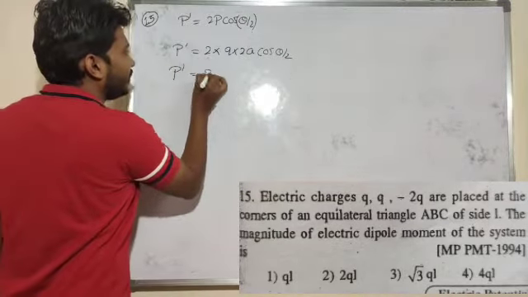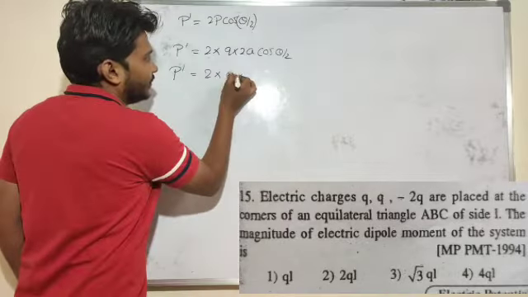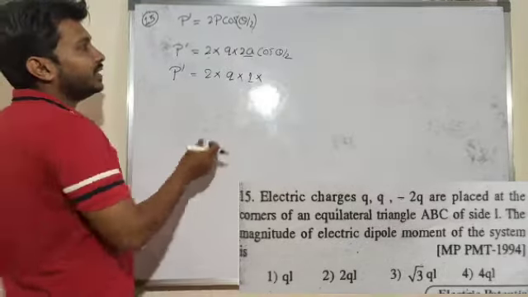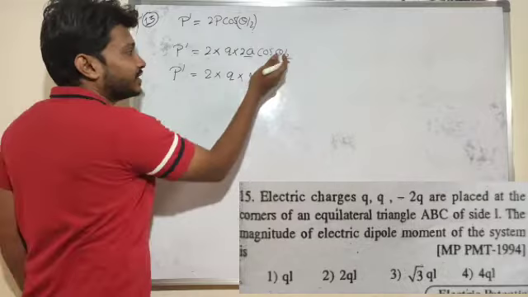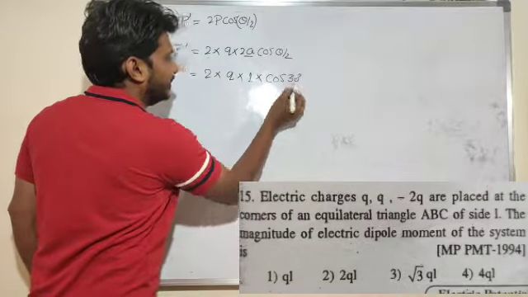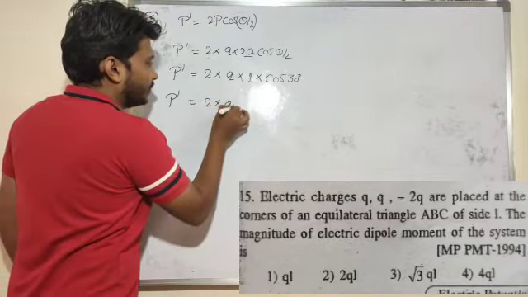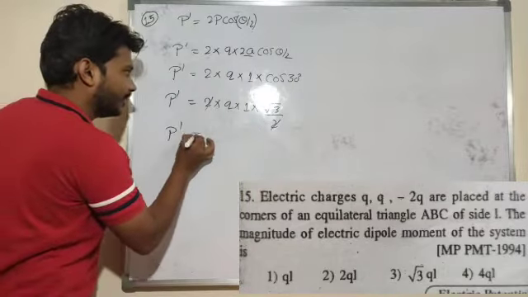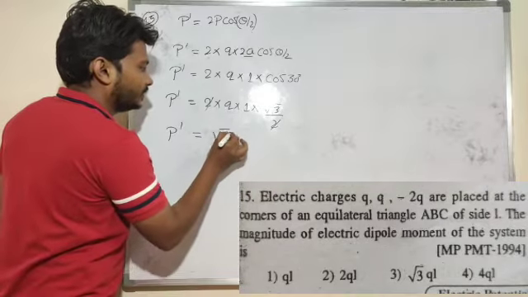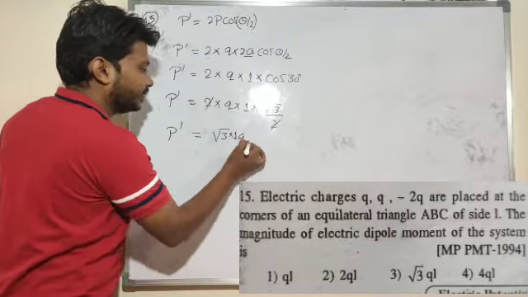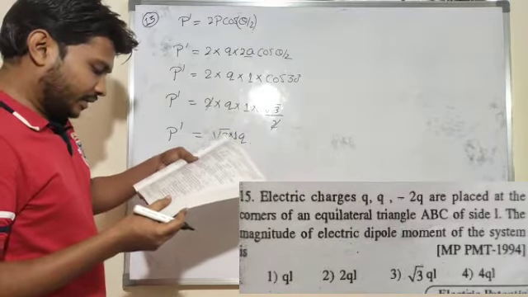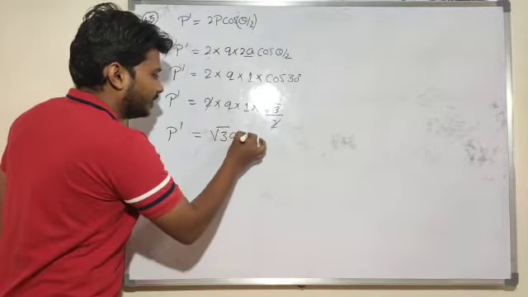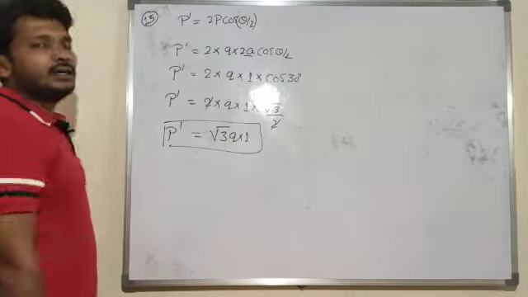So what is the charge value? Q here, magnitude of the charge. What is the distance value? 1 meter they mention. And what's that angle? Equilateral angle means 60 degrees. So 60 by 2, that is 30. Cos of 30 degree here. 2 into Q into 1. Cos 30 value is how much? Root 3 by 2. So P dash is equal to root 3 into 1 meter into Q here. So what's the answer here? Root 3 Q into 1. So this is the dipole moment.